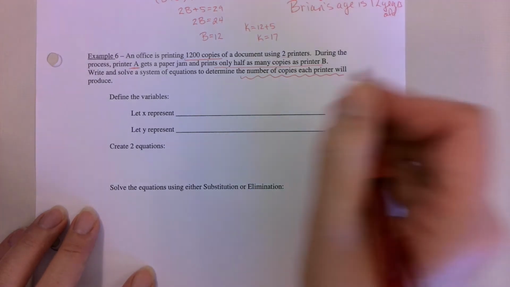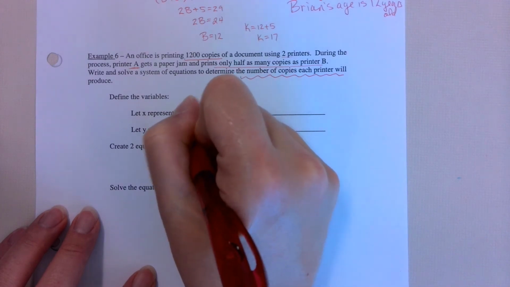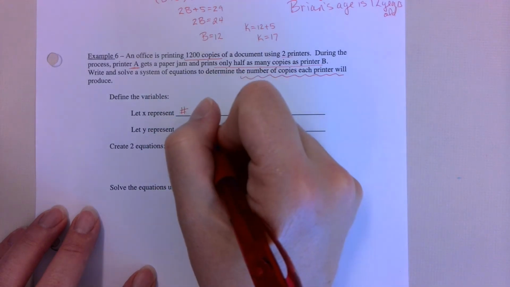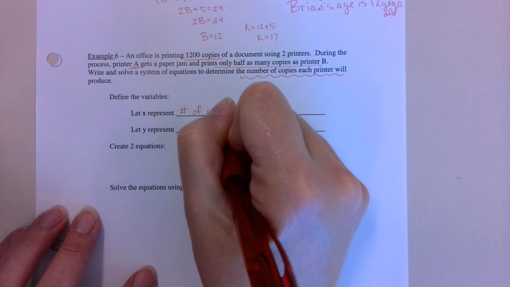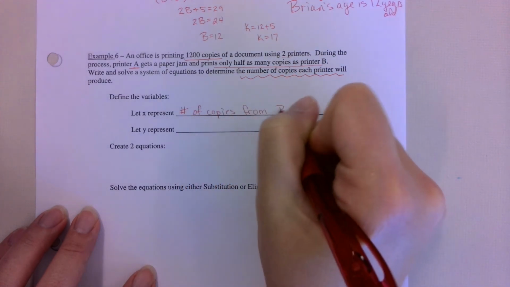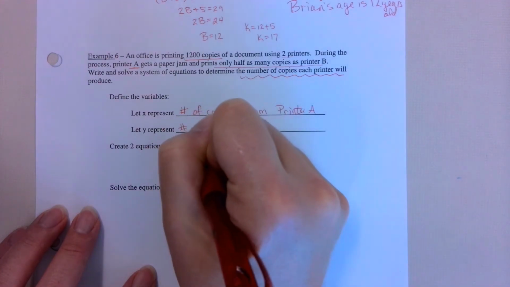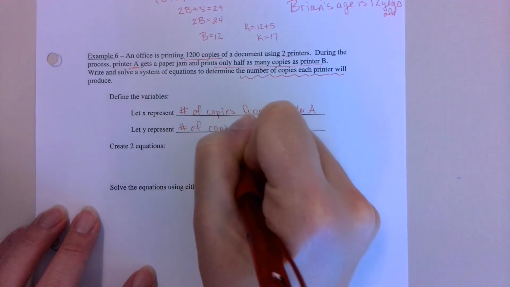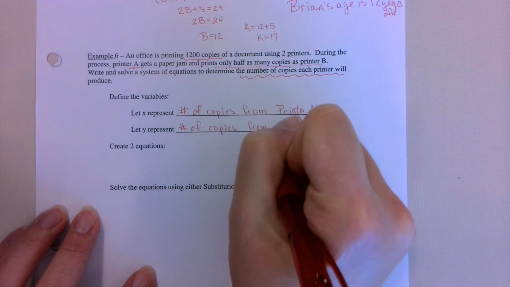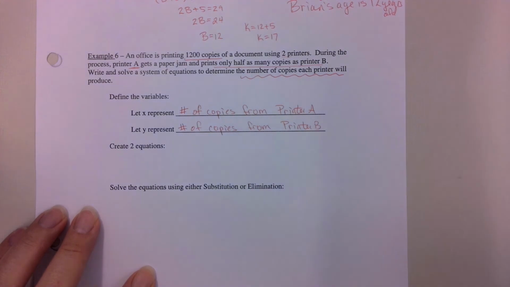So X is going to be the number or amount, so I'm just going to use this. It's not a hashtag, it's a number sign, pound. Number of copies from printer A. And this is going to be number of copies from printer B. There we go.